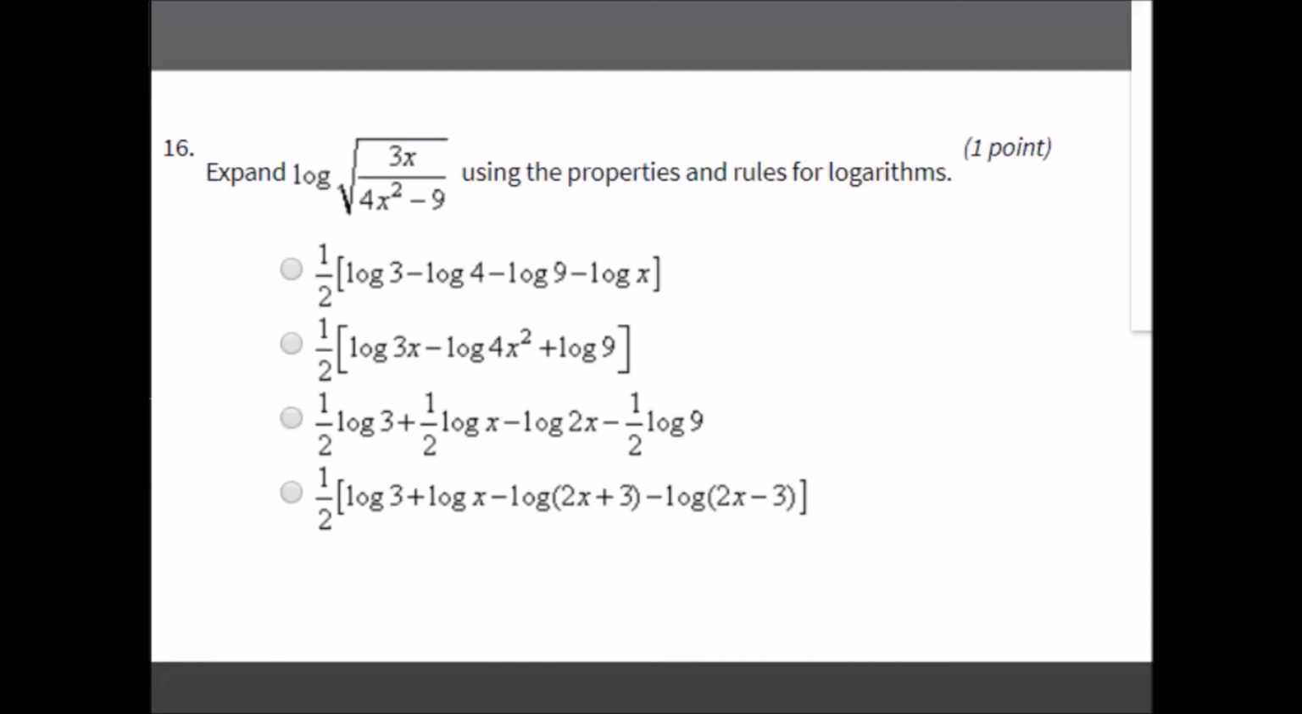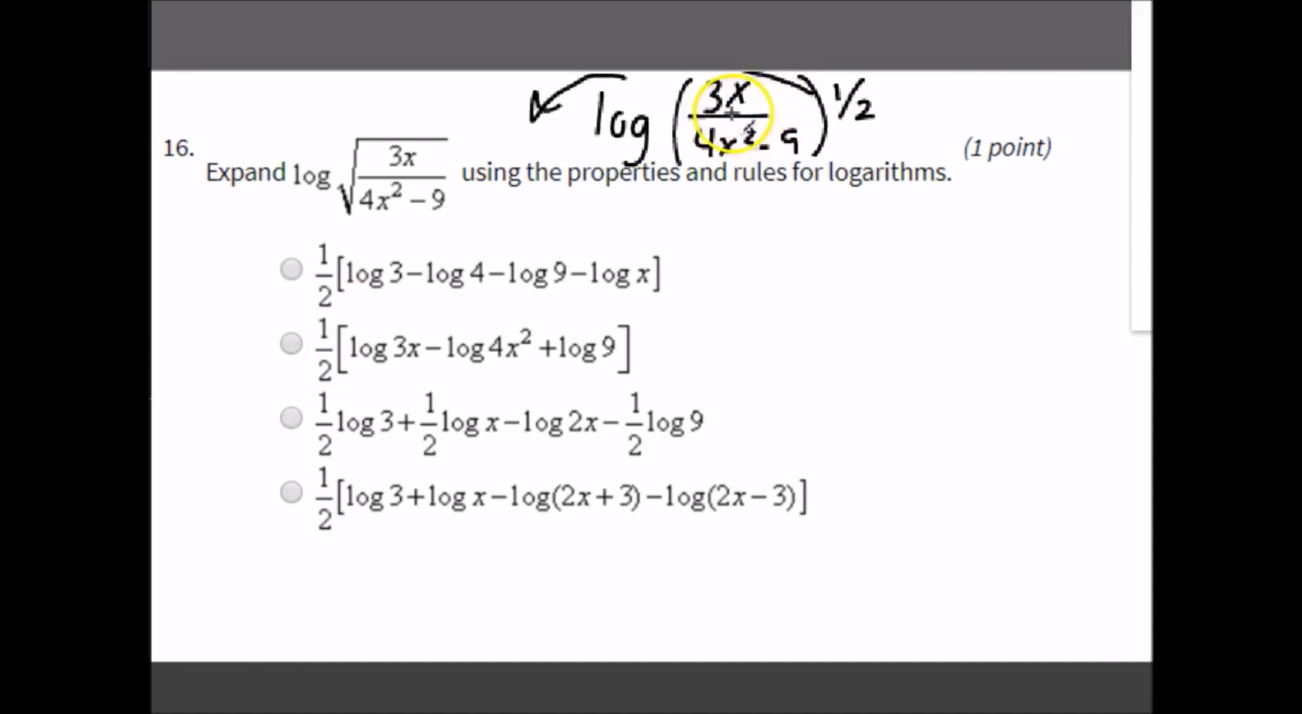Finally, the last one, we're going to expand that log using the properties of logarithms. The first thing I notice is that I've got a square root, which should trigger a 1/2 power. So the first thing I'm going to realize is that I've got 3x divided by 4x squared minus 9, raised to the 1/2 power. Now I also want to remind you that that 1/2 can come down in front. One of our log rules says it can come down in front. And so I notice that in each of them, there's a 1/2 in front of the entire expansion.